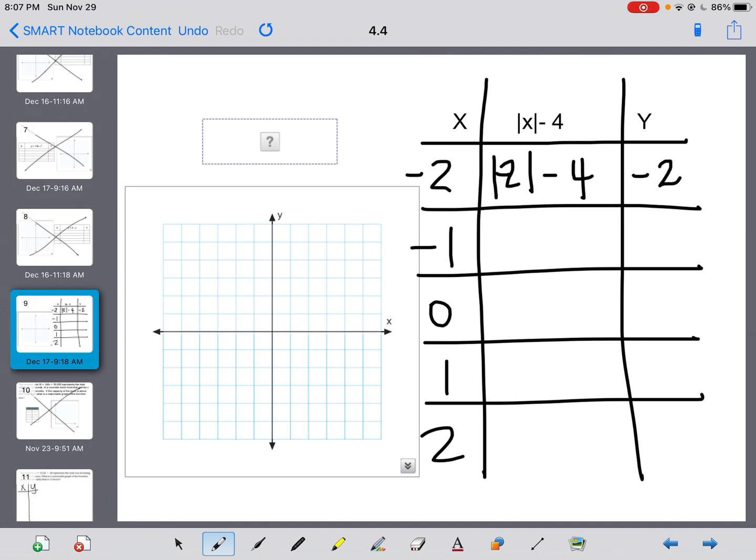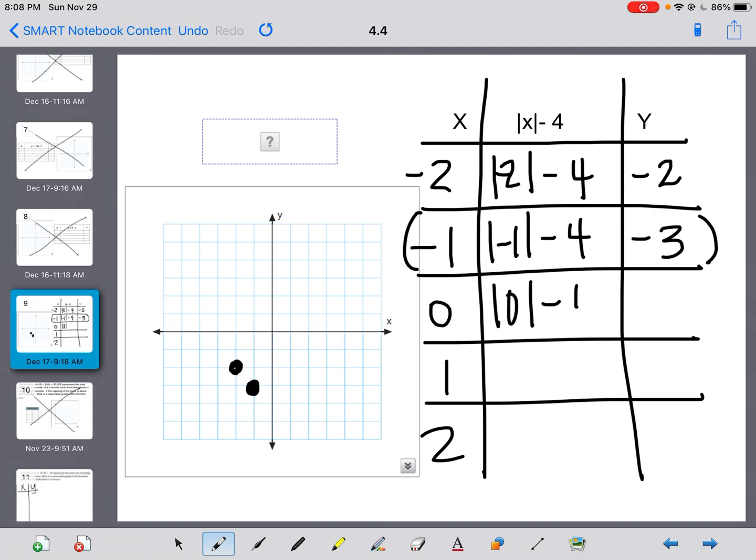So I'm going to go back 2, down 2. All right, then the absolute value of -1 is 1, minus 4 is -3. So I have -1, -3. Back 1, down 1, 2, 3. Okay, then the absolute value of 0, which is 0, minus 4 gives me -4. So I go over 0, down 4.